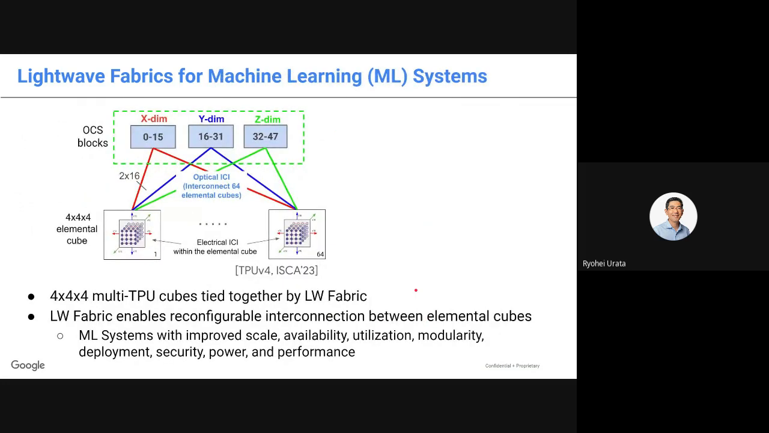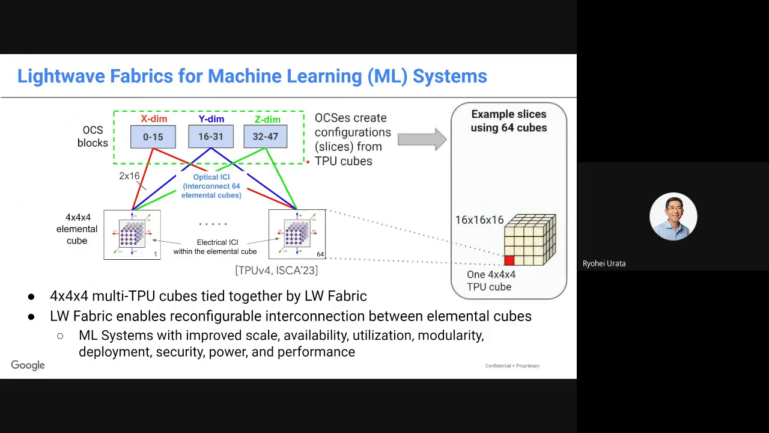Next, we have the Lightwave fabric for our machine learning systems. At the bottom, you have the fundamental building blocks, which are 4x4x4 3D torus style cubes. Each contains 64 TPUs. These 64 blocks are then attached to the Lightwave fabric, such that any face of the cube can be attached to any other opposite face of another cube.